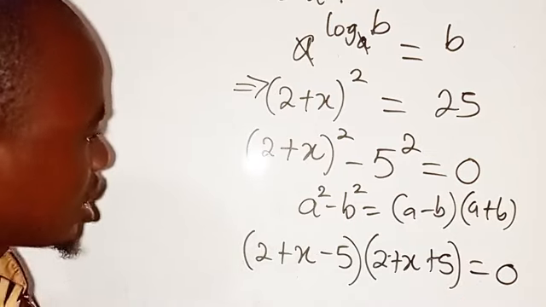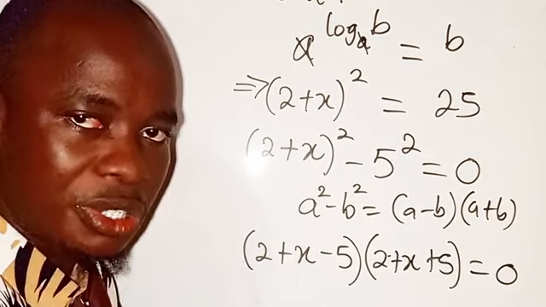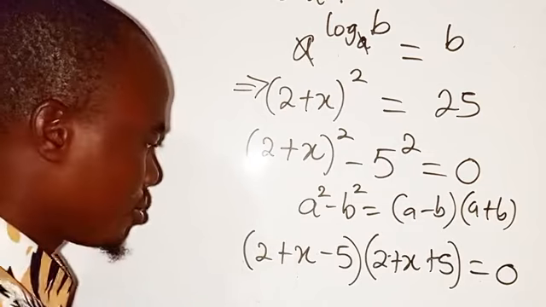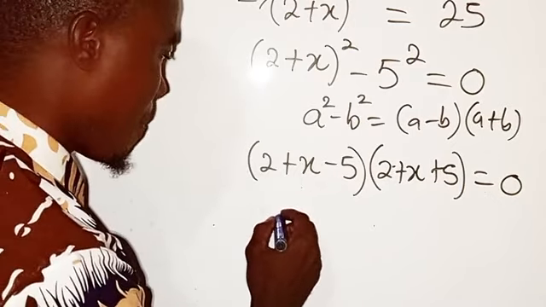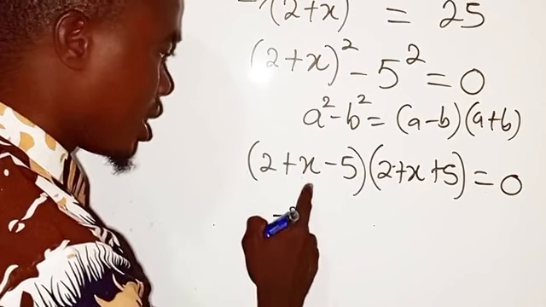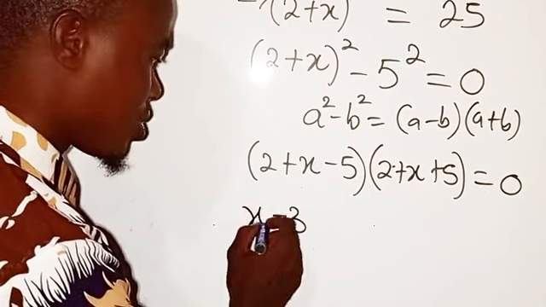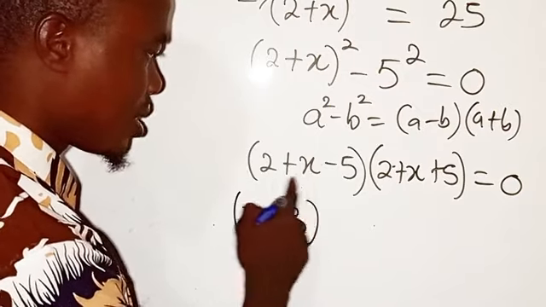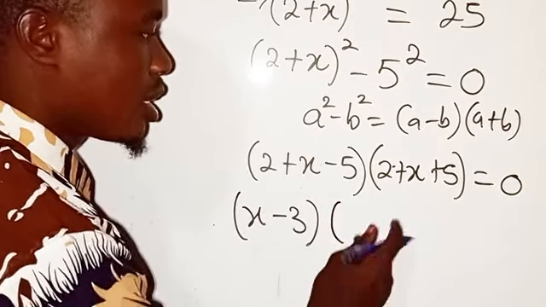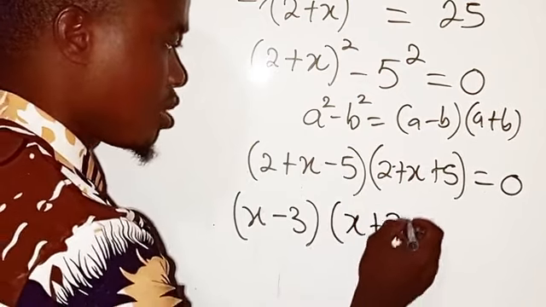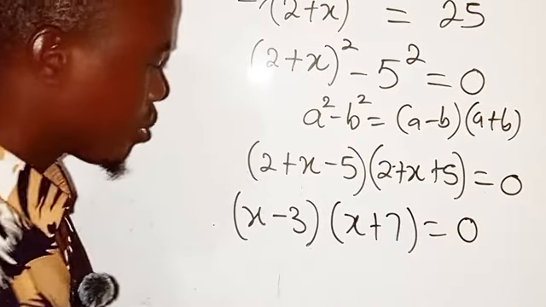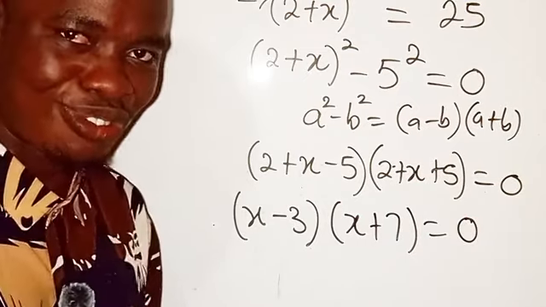Now from here, let's simplify this inside the parentheses further. 2 minus 5, we're going to have minus 3, and I have x here. This will be x minus 3. Then here, this is going to be x, 2 plus 5, that is 7. Then equal 0. Can you see now? Beautiful.